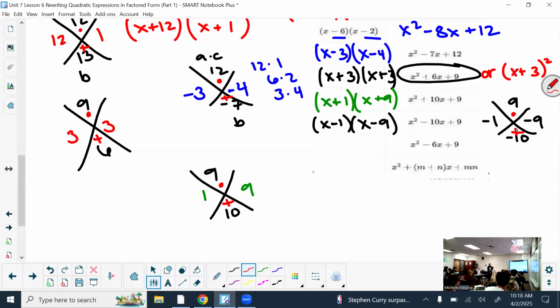Good, then that's right. Table 1, or table 2, you'll do the next one. x squared minus 6x plus 9, what did we get for the factored form?